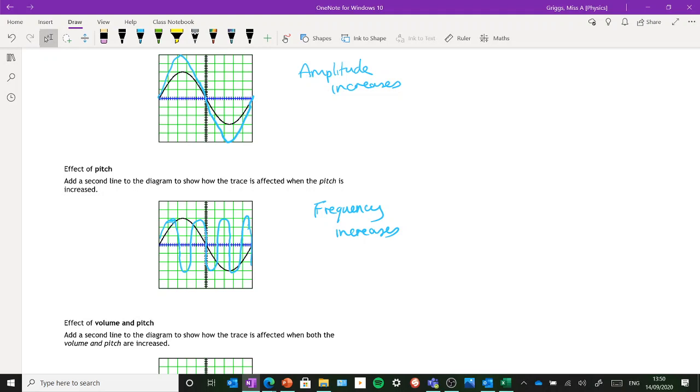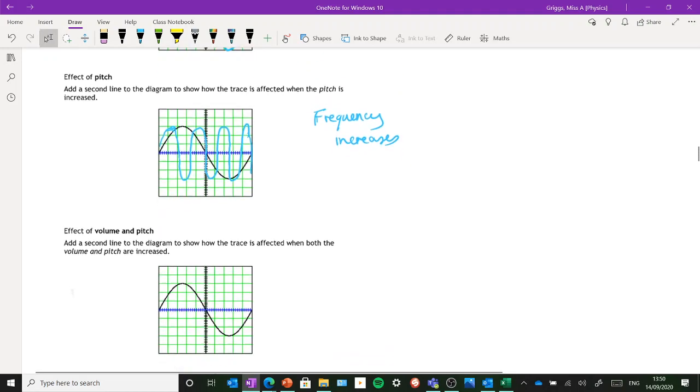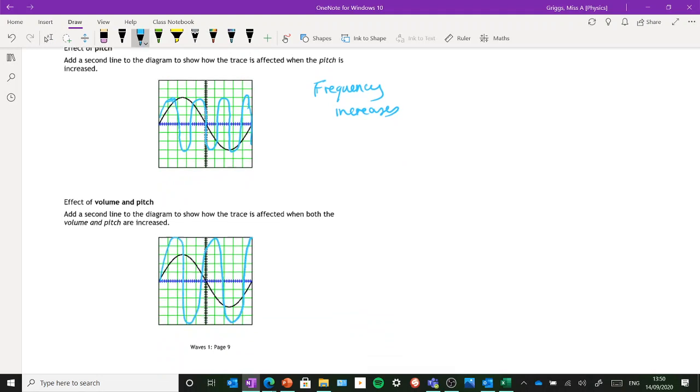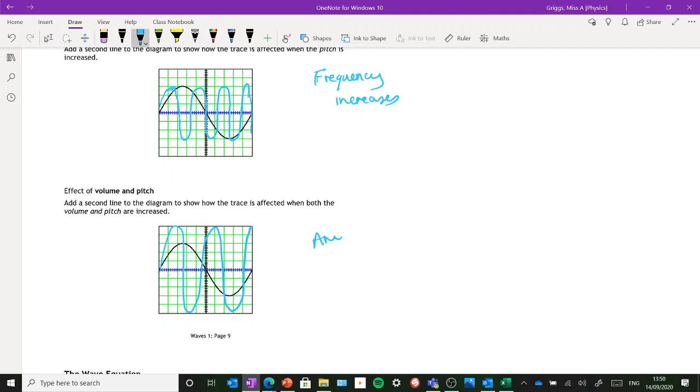And the last one, effect of volume and pitch. It means you can basically go crazy. So it can be taller and they can be thinner. There you go. So amplitude and frequency increase.